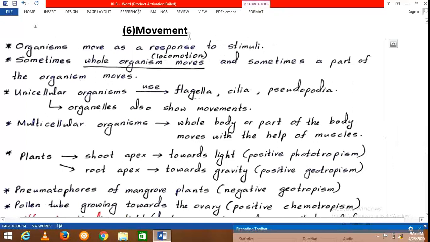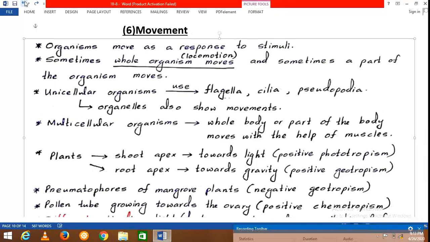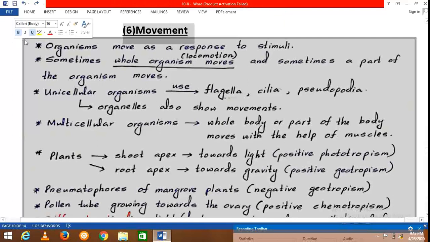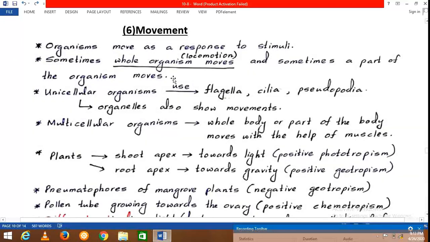So sometimes the whole organism moves. When the whole organism moves, we call it locomotion. Locomotion happens in animals, and sometimes a part of the organism moves. When we take unicellular organisms, they use flagella, cilia as well as pseudopodia for locomotion.